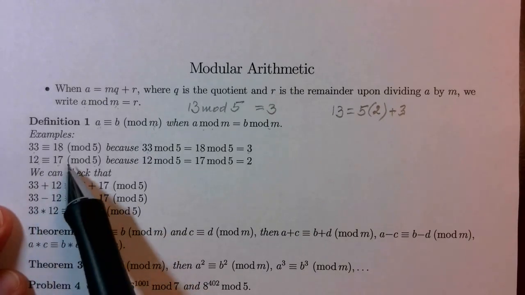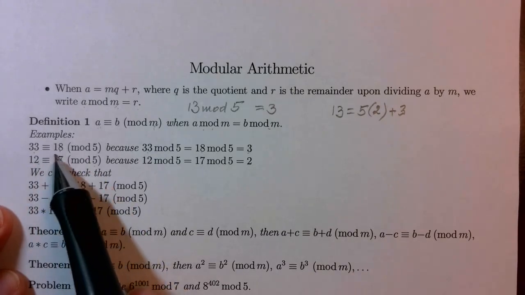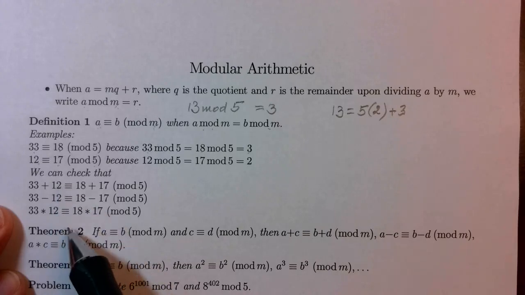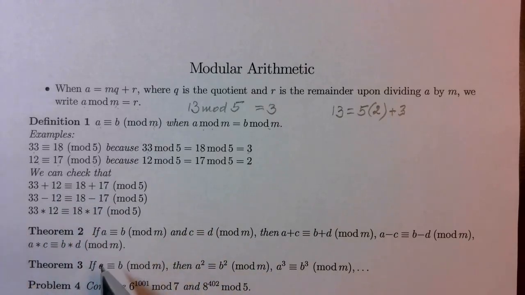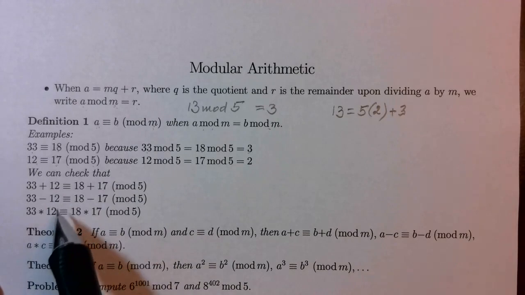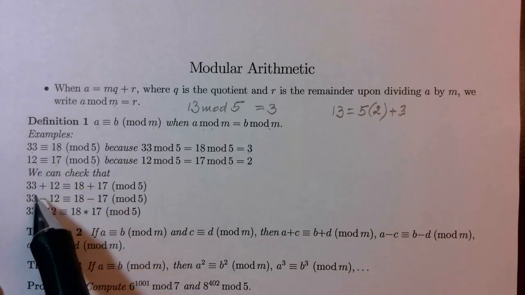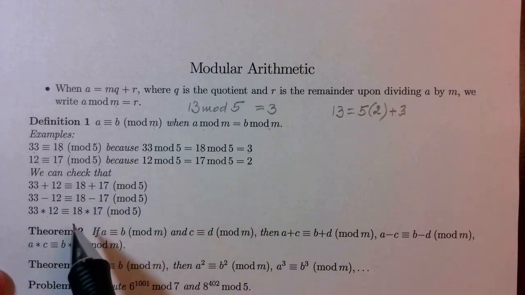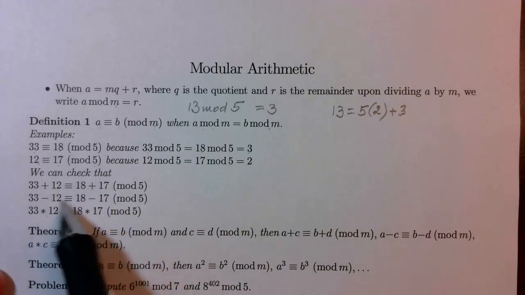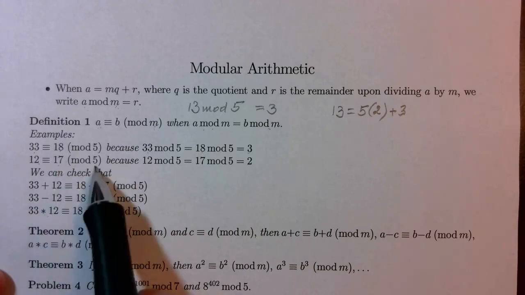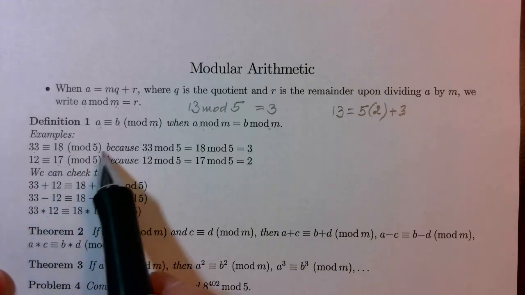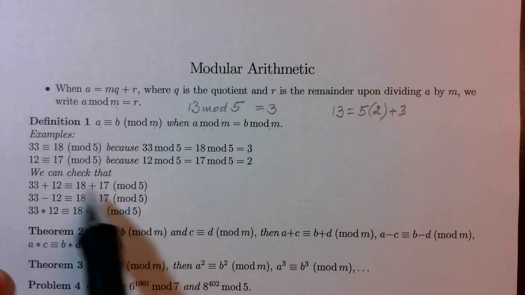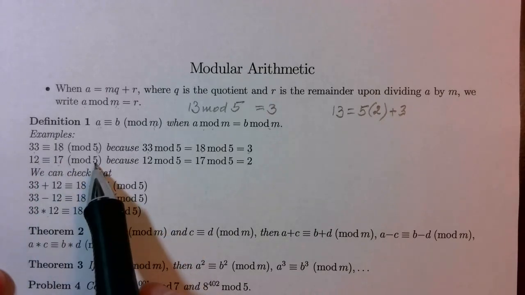It turns out that congruencies like this have some properties similar to properties of equalities. You know that we can add, subtract, and multiply equalities. It turns out that we can do the same with congruencies mod when the modulus is the same. Like here, the modulus is 5.